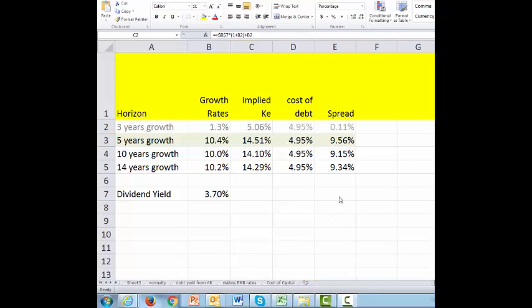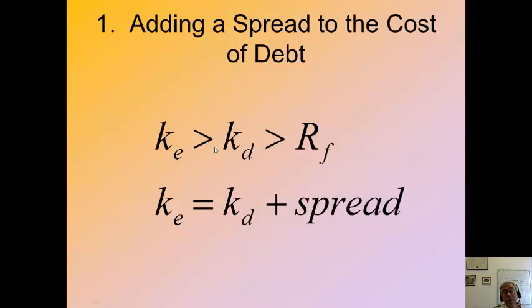Using the adding a spread to the cost of debt method of calculating the cost of equity can give us some insight as to which of our implied costs of equity are closer to the true cost of equity. You remember the cost of equity is greater than the cost of debt, which is greater than the risk-free rate. What is the risk-free rate? Well, we're dealing, of course, in renminbi.